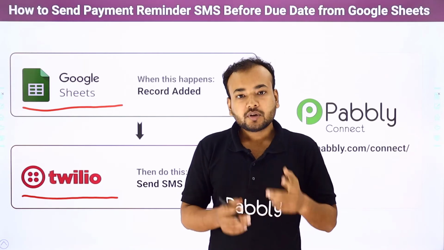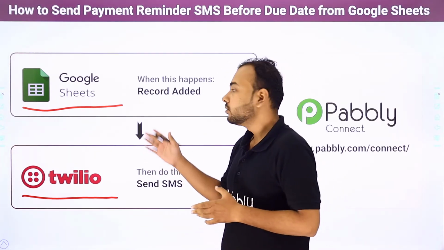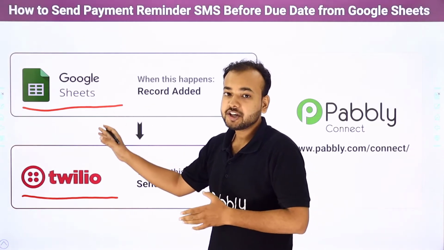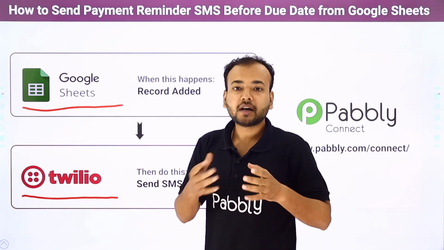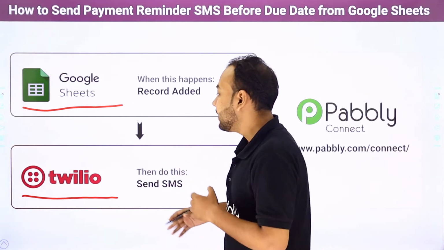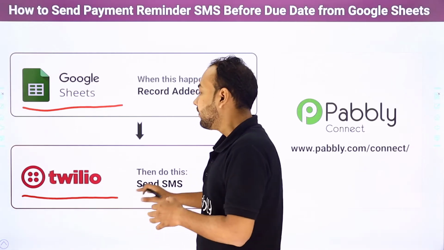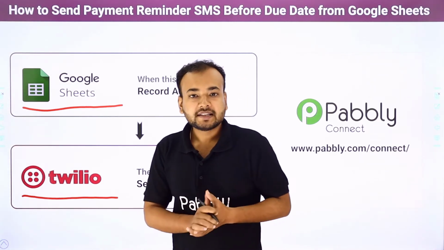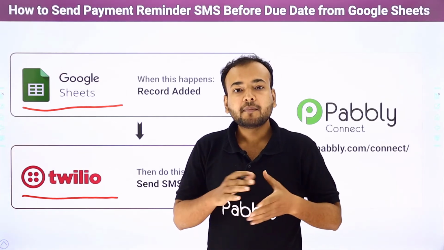Now to get this done you have two ways. One is to manually check the Google Sheets and find out which student's due date is coming, and then manually compile a message reminding him that he has to submit a fee on this date from Twilio. But guys, this process can be very repetitive and tiresome. So we have a better way for you.